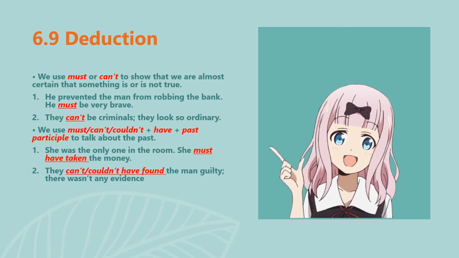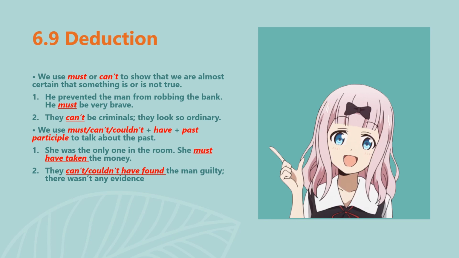Examples here. He prevented the man from robbing the bank. He must be very brave. Mesti dia ni berani sebab dia tolong menggagalkan seseorang lelaki tu untuk merompak bank. Another example. They can't be criminals, they look so ordinary. Mereka ni taklah, bukan penjenayah, nampak biasa saja.